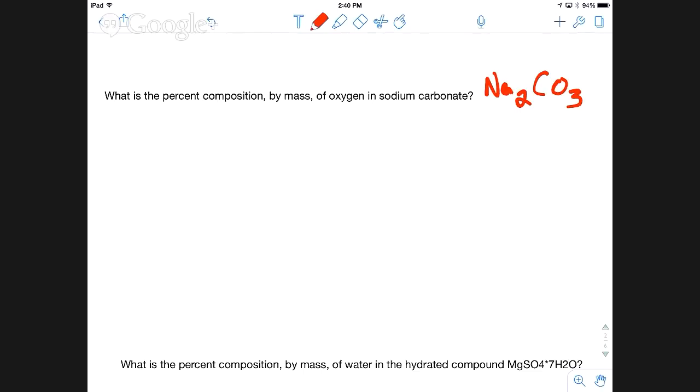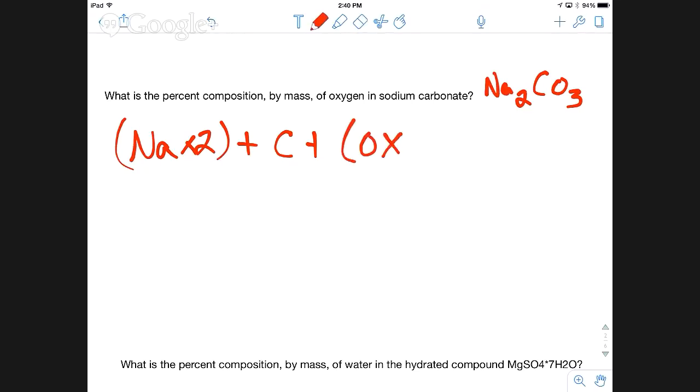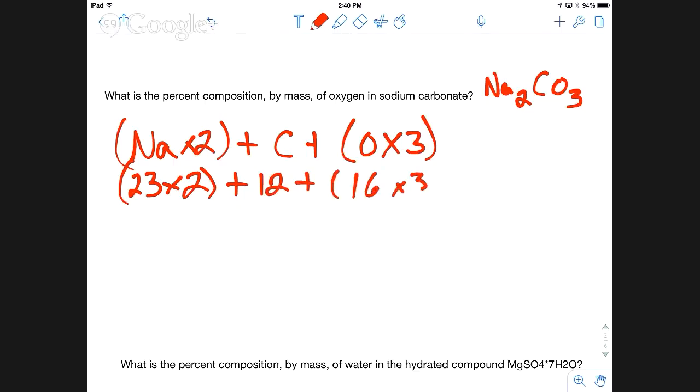So let's see, to get the mass of this, it'd be Na times 2, and I'm going to add that to carbon, and there's just one carbon, and then I'm going to add that to oxygen times 3, because there's 3 oxygens. So when I substitute in my numbers, sodium has a mass of 23, so it's going to be 23 times 2 plus carbon is 12, plus oxygen is 16 times 3.